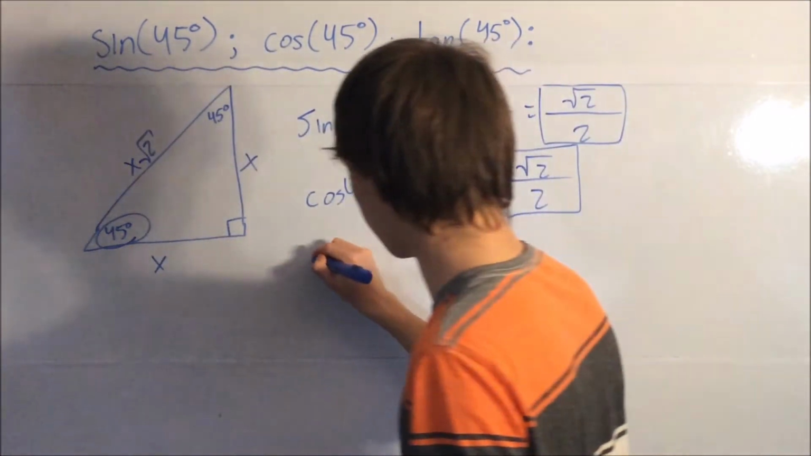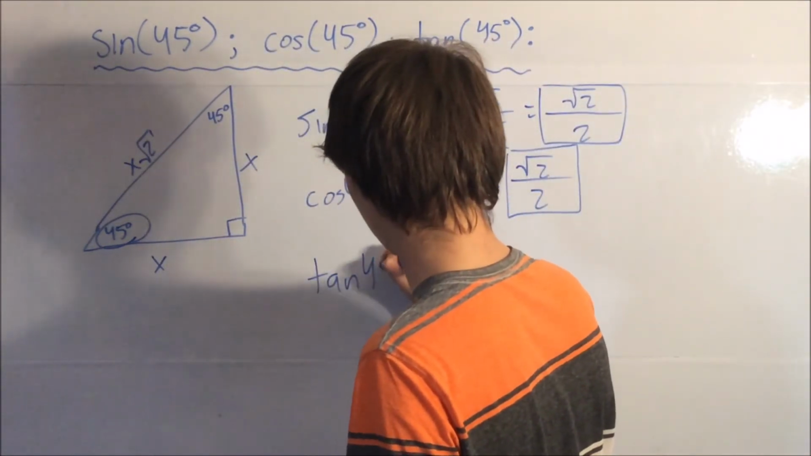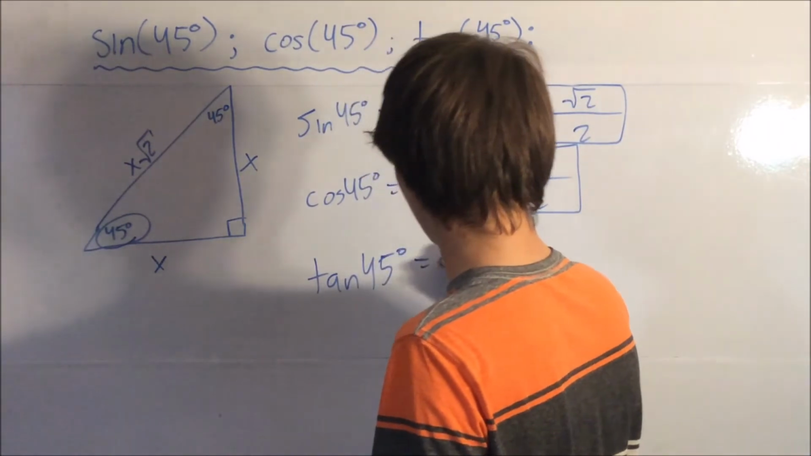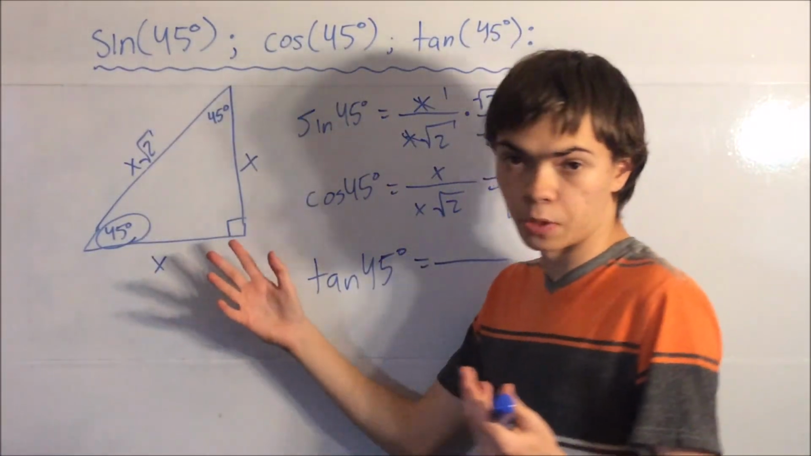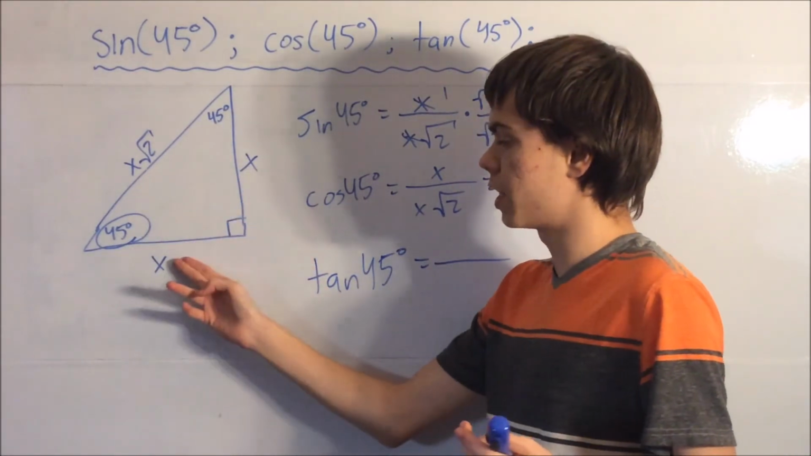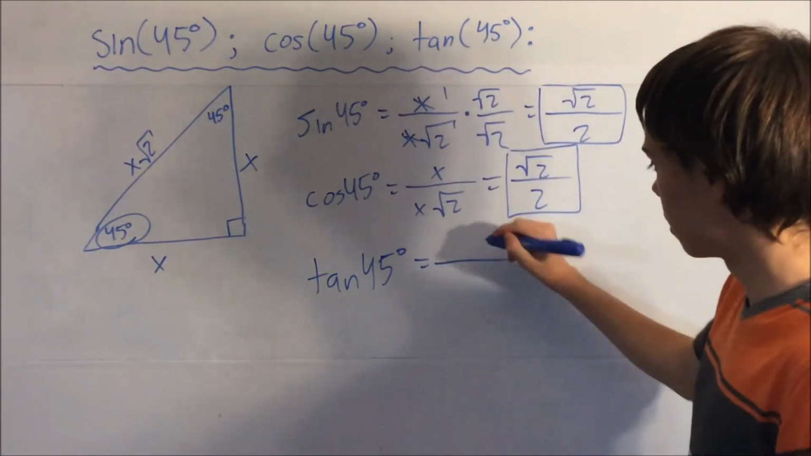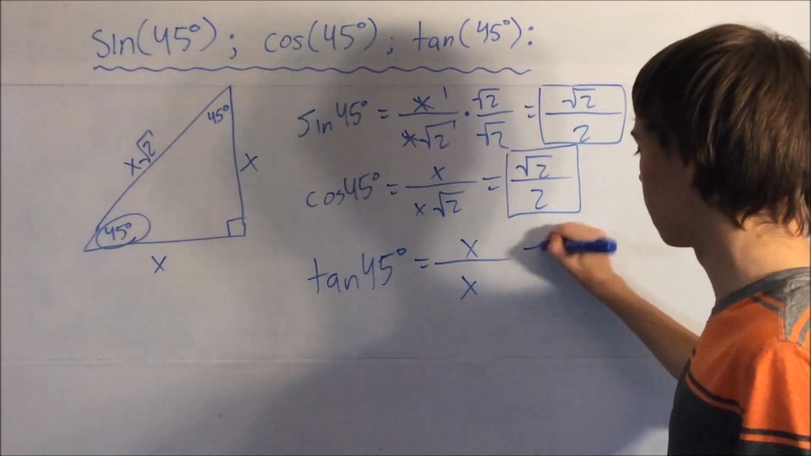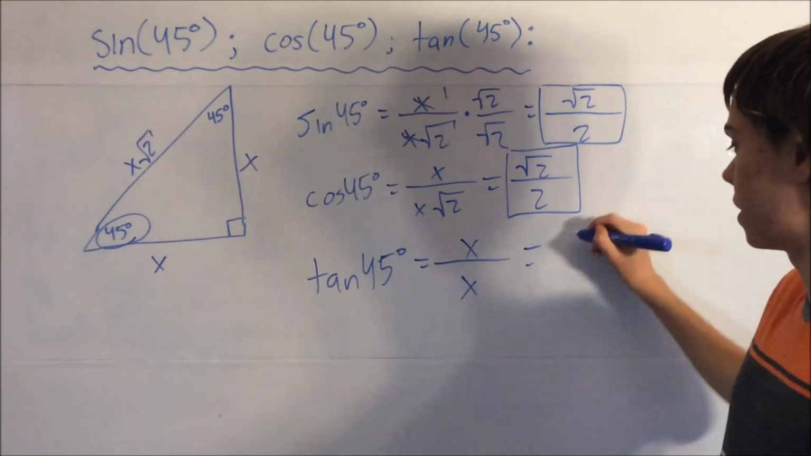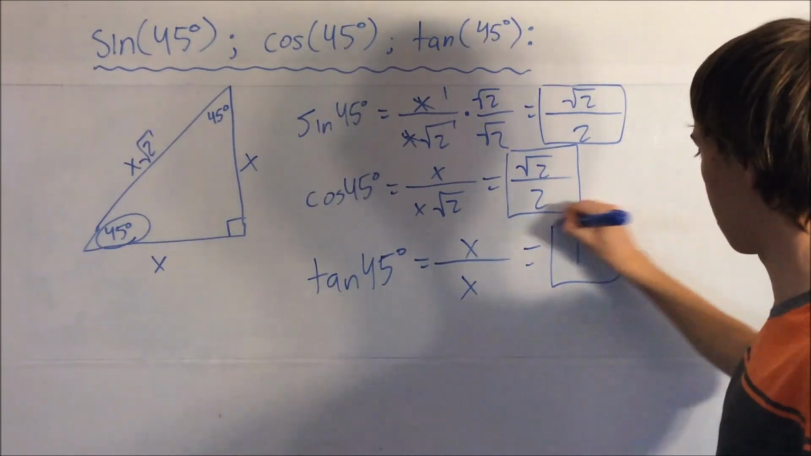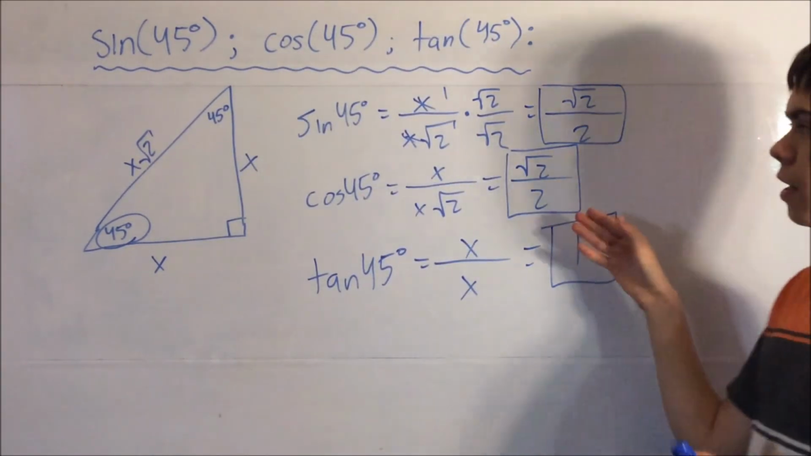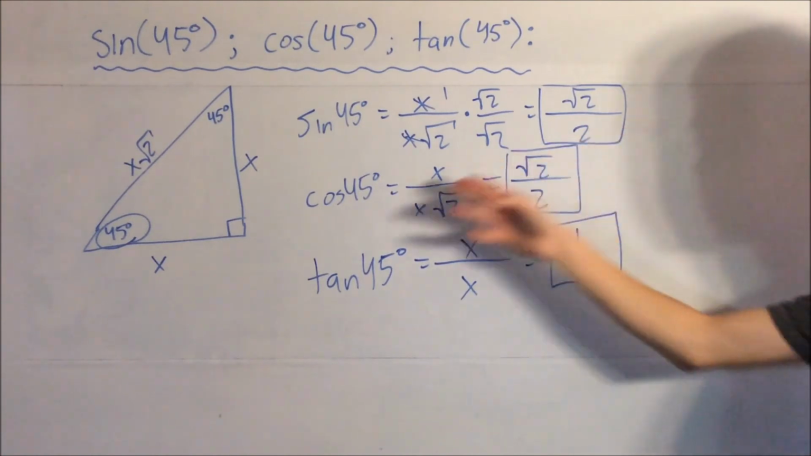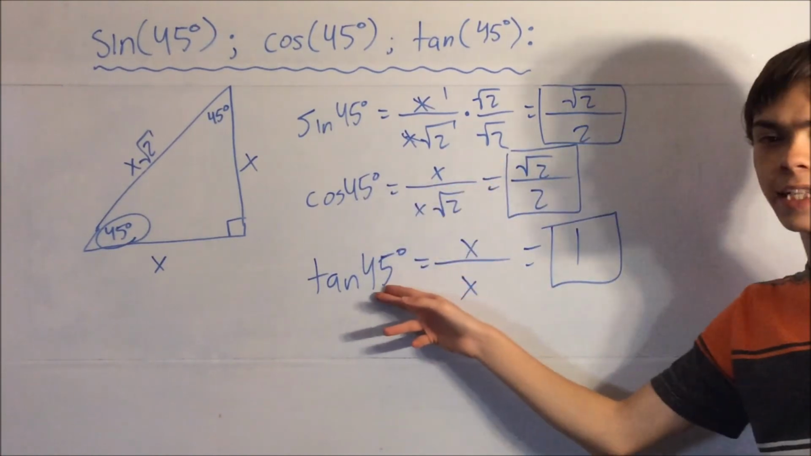Alright, lastly, we just have to figure out the tangent of 45 degrees. Now remember, tangent of 45 degrees, we're looking at opposite over adjacent. So opposite over adjacent is just x over x. So we're just doing x over x, and so the tangent of 45 degrees is simply equal to 1. So as you can see, these are the values of sine of 45 degrees, cosine of 45 degrees, and tangent of 45 degrees.